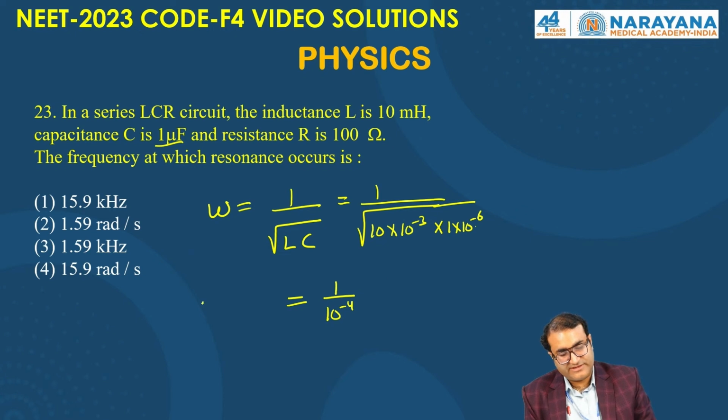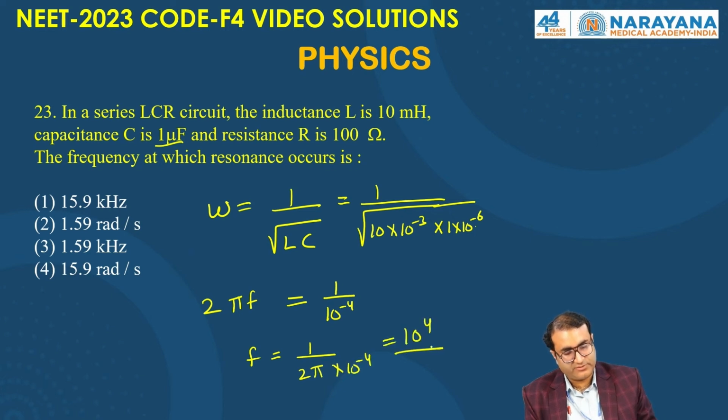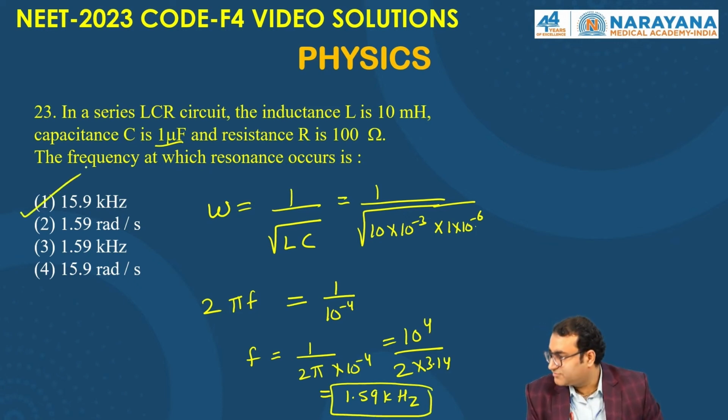So it is not any of the options. So put it equal to 2 pi f. F is equal to 1 by 2 pi into 10 power minus 4, so which is 10 power 4 by 2 into 3.14. So it will come out to be 1.59 kilohertz as the answer. First option is correct for question number... Sorry, third option is correct for question number 23.